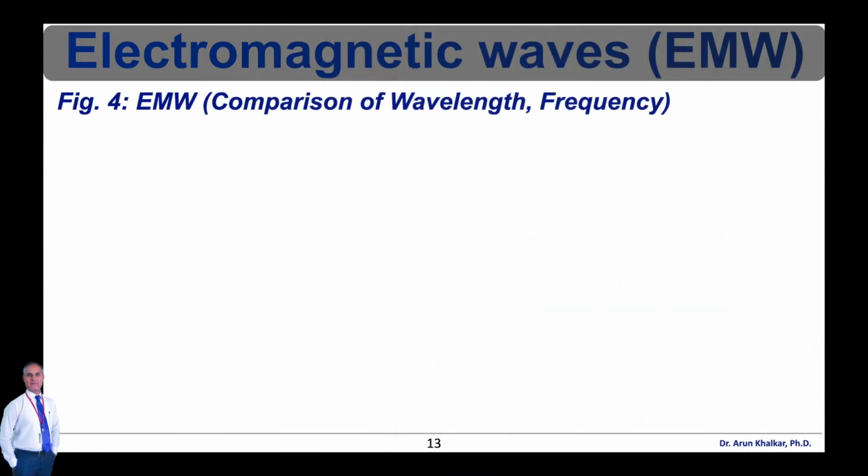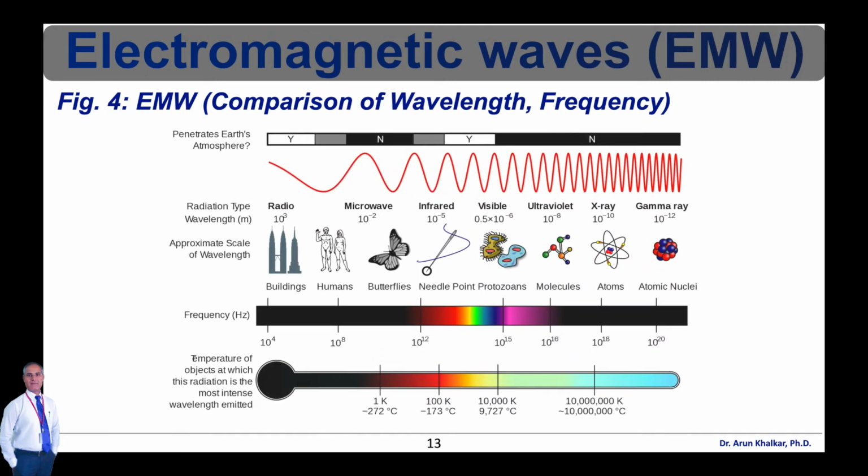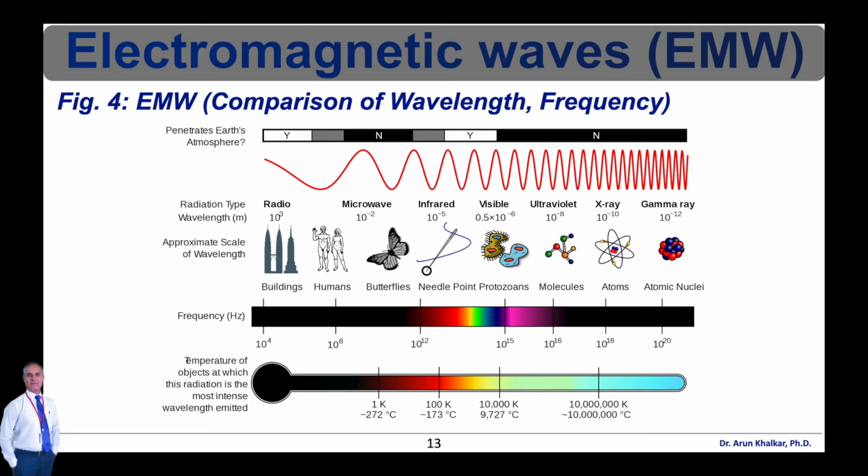The comparison of wavelength and frequency of electromagnetic waves is shown in this diagram. As you can see, there are several examples with their wavelength and size. For the radiation type, with wavelength in meters, a gamma ray has a wavelength of around 10 raised to minus 12, comparable to atomic nuclei. Next is X-rays, whose wavelength is around 10 raised to minus 10 meter, comparable to the size of an atom.